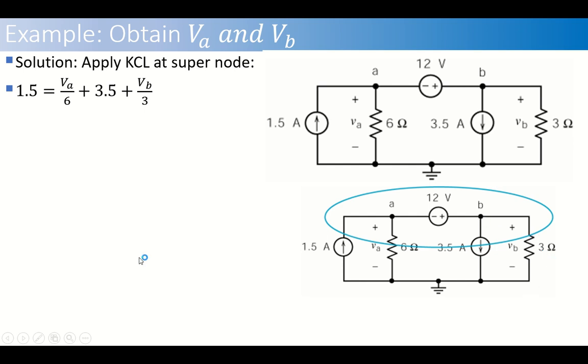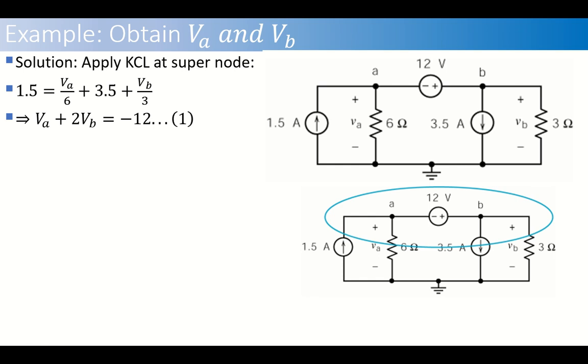So we can simplify this equation. We can take the LCM, which will be 6, so we multiply with 6. This will be VA plus 2VB is equal to minus 12. So let's call this equation number 1.